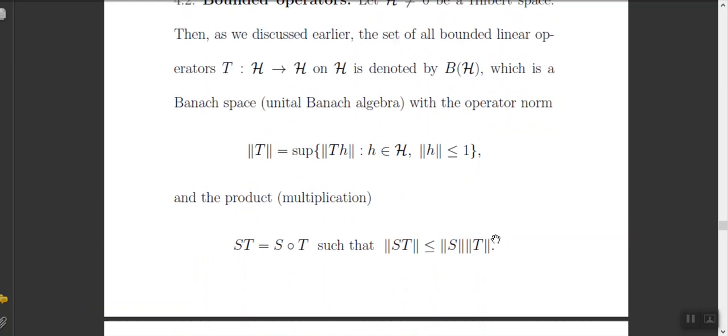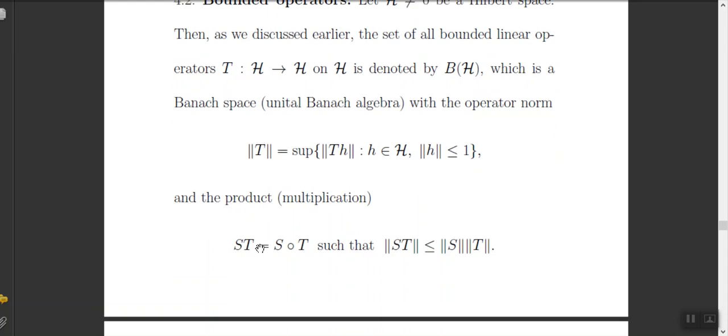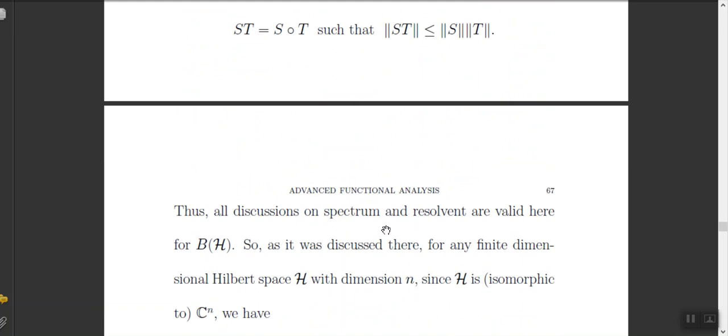So we have talked about this stuff, bounded linear operators on Banach spaces. Here, in particular, Hilbert spaces: the operator norm, and the product is given by composition. Now look at here.